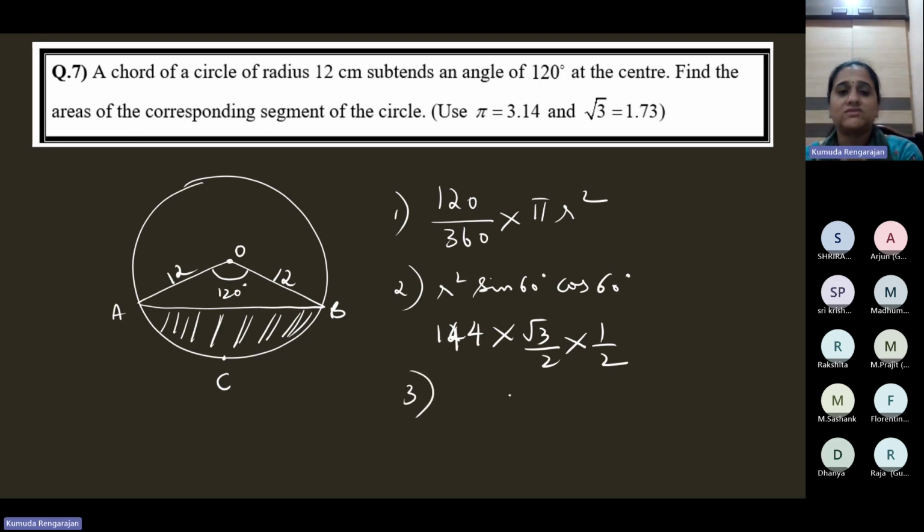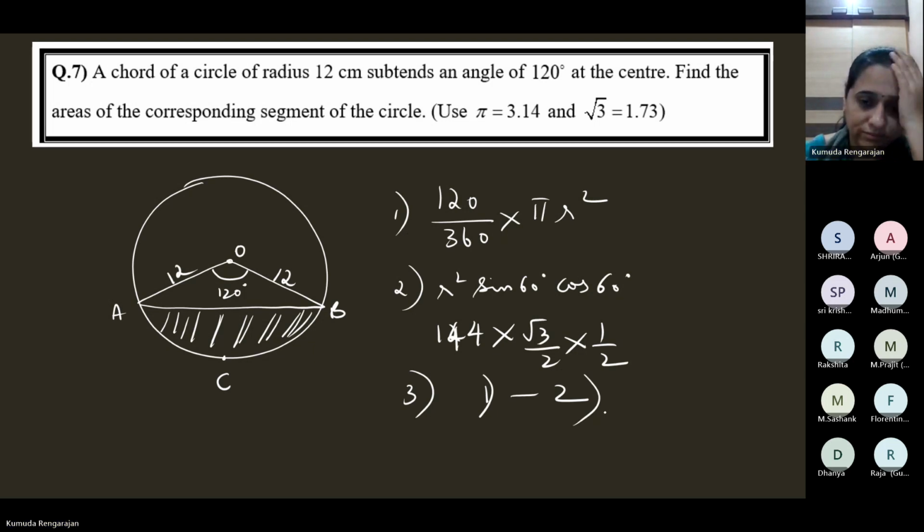Then the area of the segment will be 1 minus 2. The answer you get in 1 minus the answer you get in 2.